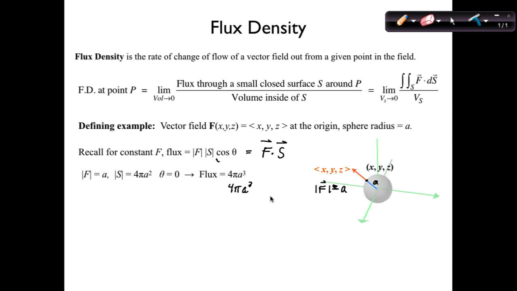Surface area of the sphere. Since we have a constant f vector on the whole surface, we don't have to do the integral. We can simply do f times s, and cosine theta is 0. So we get the flux is 4 pi a cubed. And then for the flux density, we're going to do what? Divide by the volume.